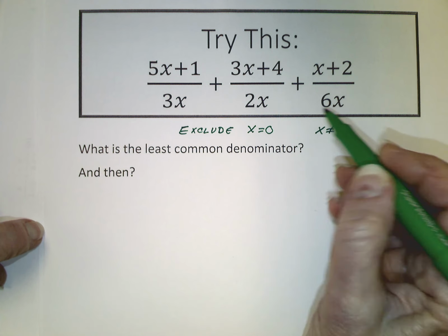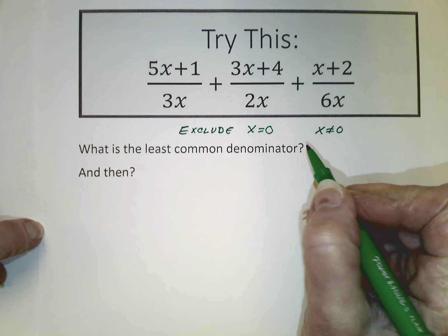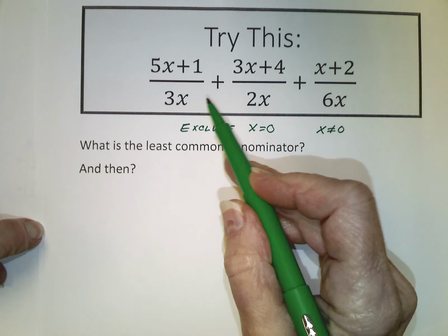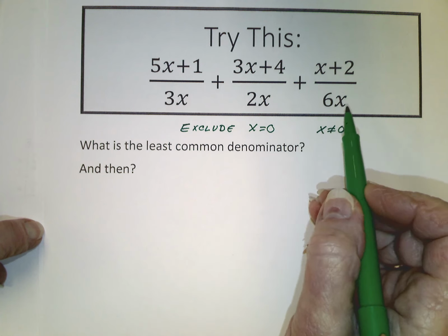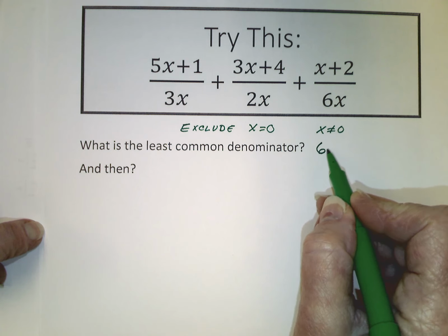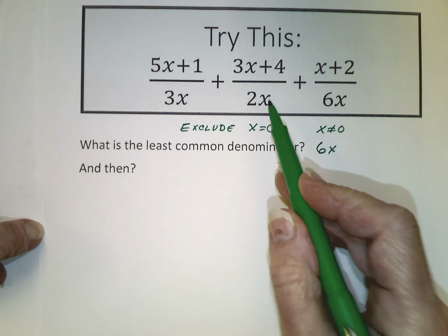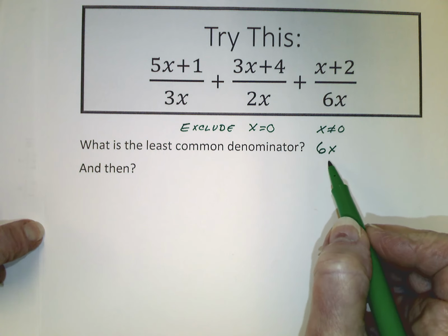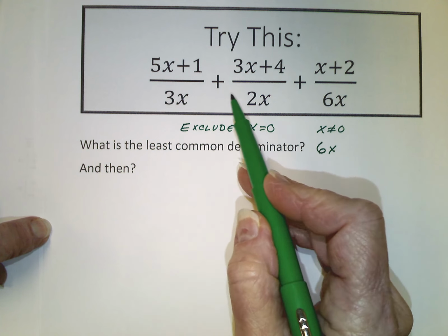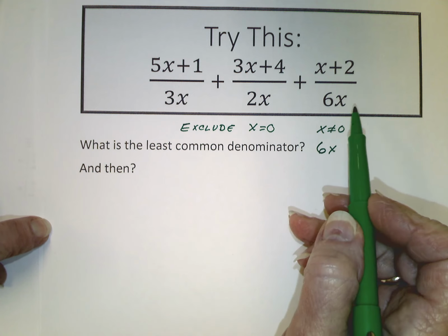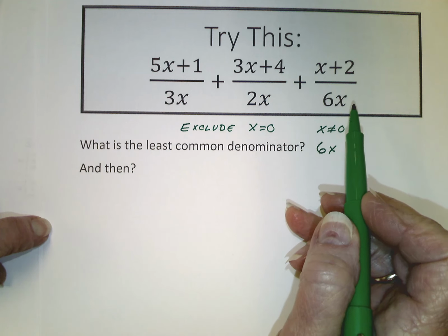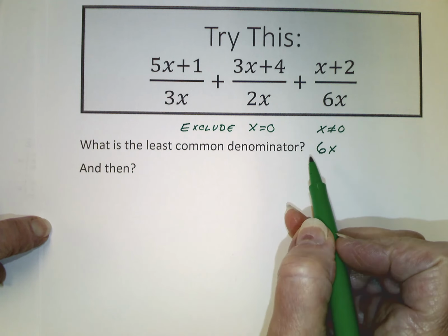So leaving out the fact that we can't use 0, what is the smallest common denominator? Something that 3x will divide into, 2x will divide into, 6x will divide into. I'm going to pick 6x. 3x will divide into 6x, 2x will divide into 6x, and 6x is 6x. Some of you may have learned to multiply all the denominators together to get a common denominator, and that works. But we do not want 36x to the third power as our common denominator here. We're going to use the smallest common denominator that we can.